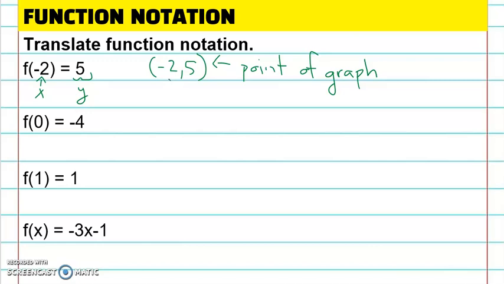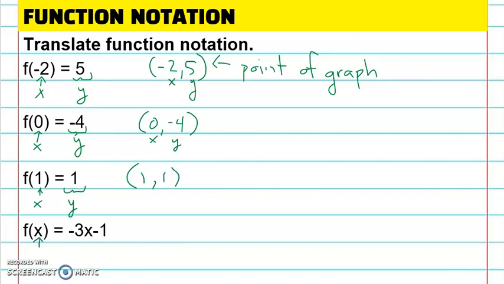So there's my x, there's my y. All these things are training my brain. So f of 0 equals -4. We have 0 as x, and the other side is y. So my ordered pair is (0, -4). Stay with me, it's not that bad. Inside is x, the other side is y. So my ordered pair is (1, 1).